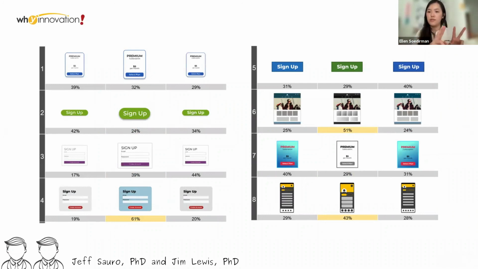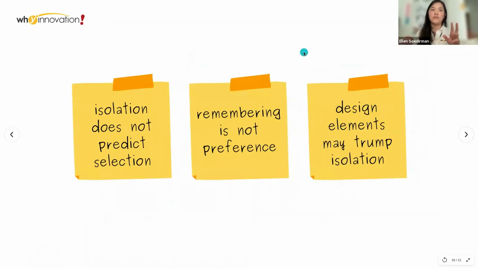So what did they find with this experiment? They found that isolation does not predict selection. You could isolate something. People might notice it. They will probably notice it first, but it doesn't mean that it was selected. So they remember it. Remembering is not preference. We need to always remember this, and design elements may trump isolation.